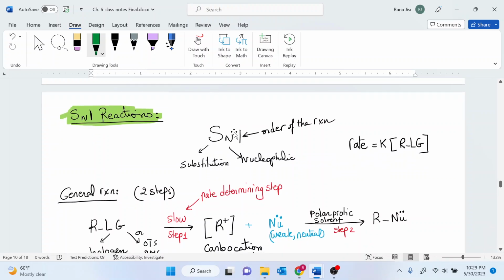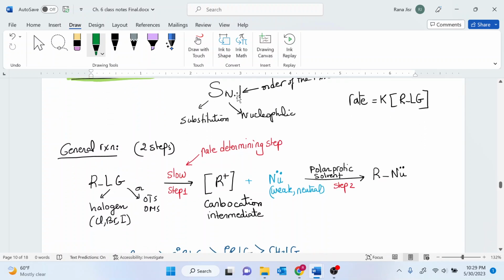SN1 is a first order reaction. With SN1, it's completely different than SN2 in terms of mechanism, although the product is going to be the same. The conditions of the reactions are different and the mechanism is different. So with SN1 reaction, it is a two-step reaction.